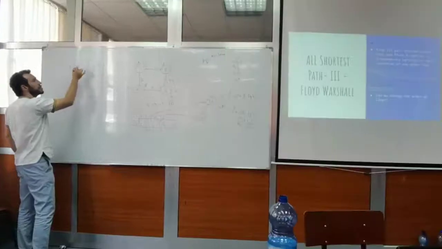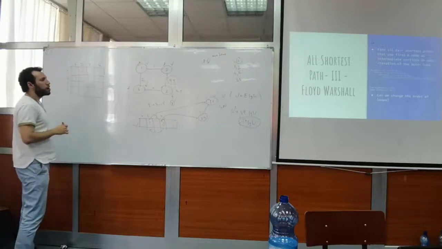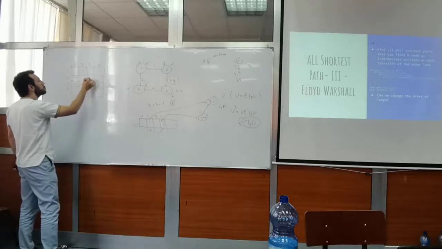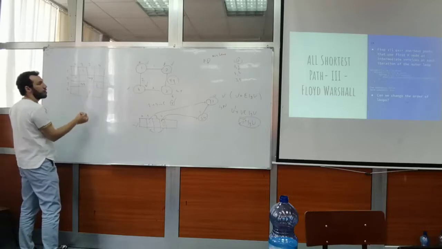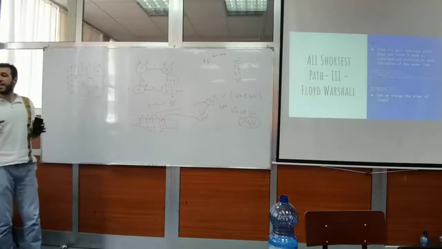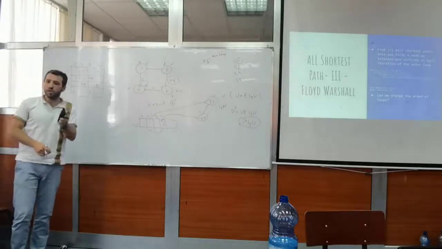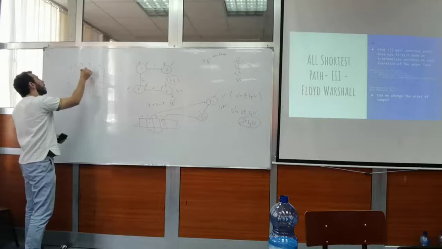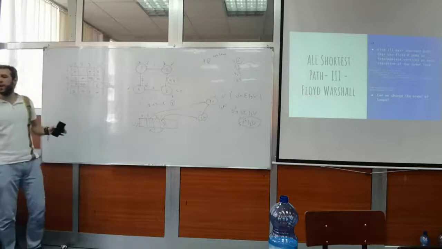And from 1 to 2, I know that it is 1. And 2 to 1, it is 1. 2 to 3, it is 99. 3 to 4, it is 3. 4 to 3 is 3. 1 to 4, it is 2. 4 to 1 is 2. So this is the initial knowledge that I know. And after that, conceptually, first I am considering 1 as the intermediate node, and the others are infinity. This is what I know at the beginning.